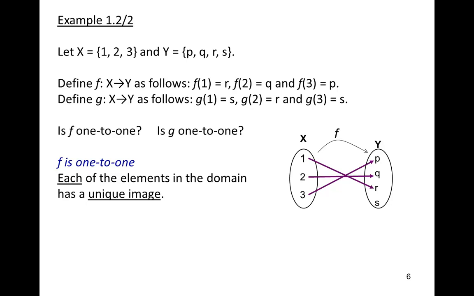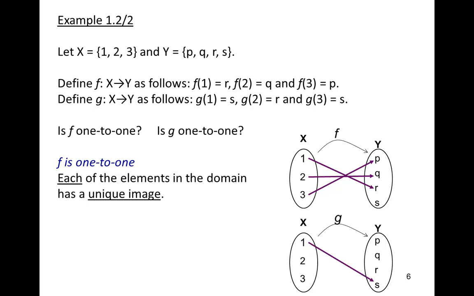For function g, 1 gets mapped to s, 2 gets mapped to r, 3 gets mapped to s. With an arrow diagram, it is easy to see that inputs 1 and 3 share the same image, s. Therefore, we conclude that g is not one-to-one. When stating your reason, the counterexample must be clearly stated as shown.